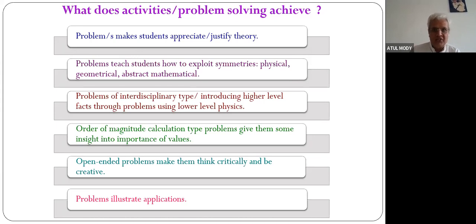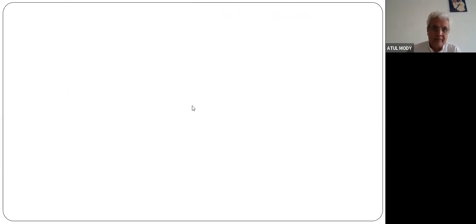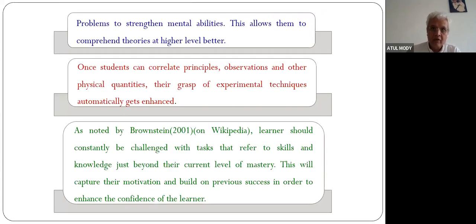And of course the applications are always at the heart of learning any subject. If we cannot make use of what we learn for good, then it's of no use to learn. So problems actually strengthen mental abilities. And once students can correlate the principle, observation, even the experiments, they can understand better. Their understanding of the experimental techniques improves, and they can even design an experiment if they understand principles and observations better.